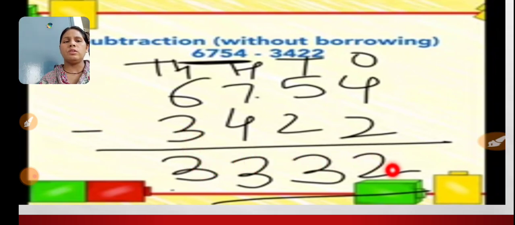So children, this is the answer which we get after subtracting both these two numbers. Here children, this number is the bigger number, that is why this number is called minuend, and this one is the smaller number from this number, that is why this number is called subtrahend, and the answer which we get as a result of subtraction is called the difference. So children, in this example, this number is minuend, this is subtrahend, and that is difference.